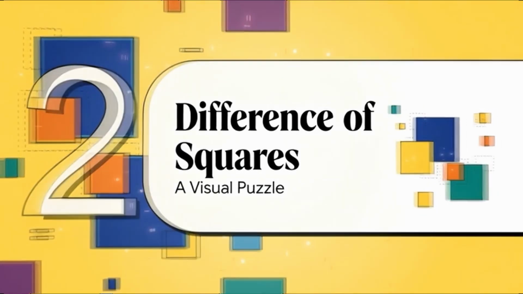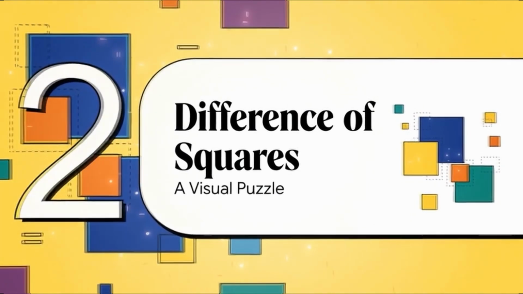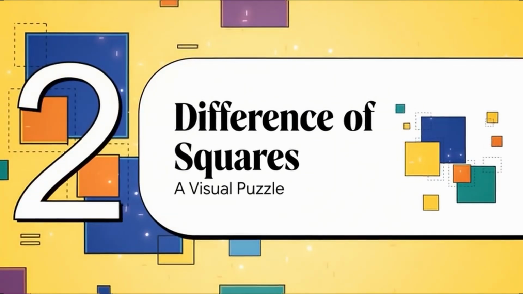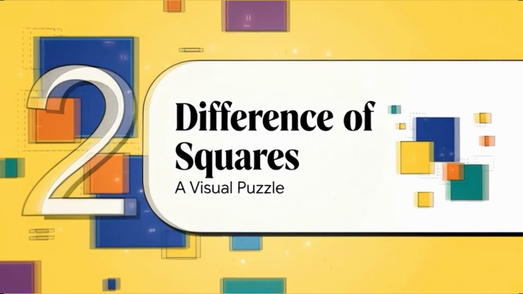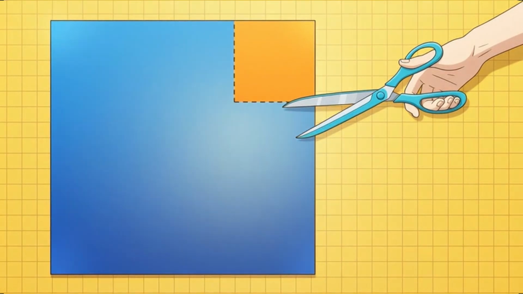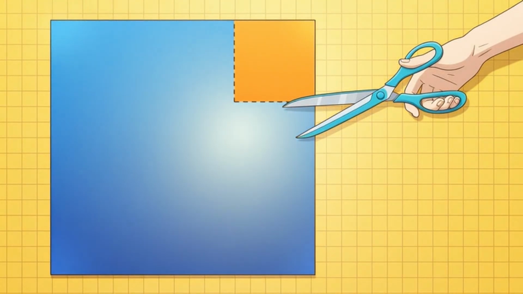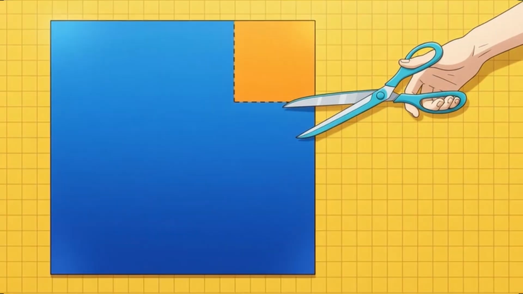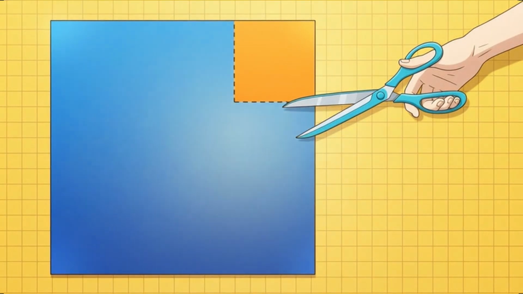This next one is a visual puzzle called the difference of squares. And it's all about moving some shapes around to find a secret. Okay, for this one we're starting with a big square. Its side is a, so the whole area is a squared. Now imagine we take some scissors and snip out a smaller square from the corner. This little square has a side of b, so its area is b squared. What are we left with? This kind of funky L shape. And its area? Well, it's just the big square minus the little one we cut out. A squared minus b squared.